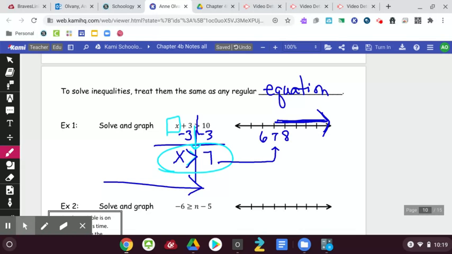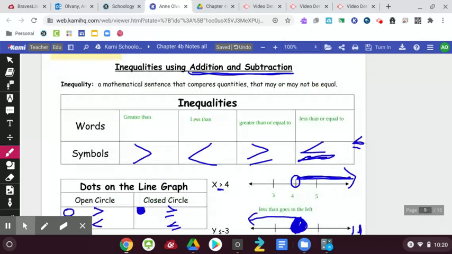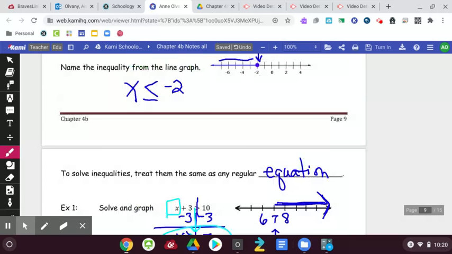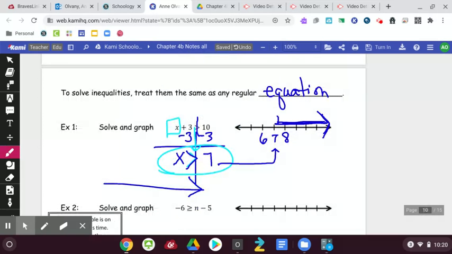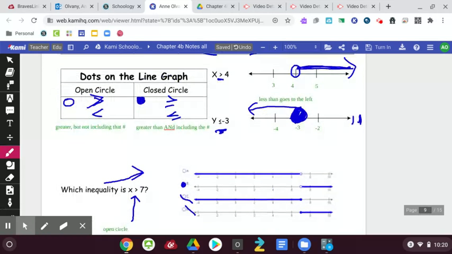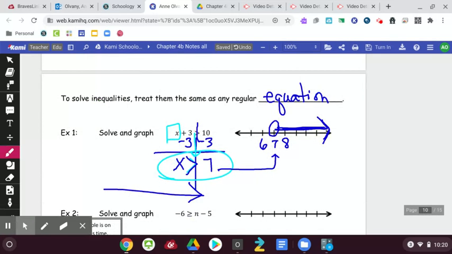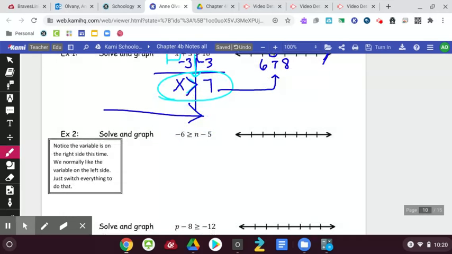Now I have to decide if I put an open or a closed circle. Does my answer include 7? Let's look up here. These are open circles. So this does not include 7, anything greater than 7. So that's why I taught you all this stuff up here so that you could show me visually all of the answers that are possible. Okay? All right, let's go to number 2.